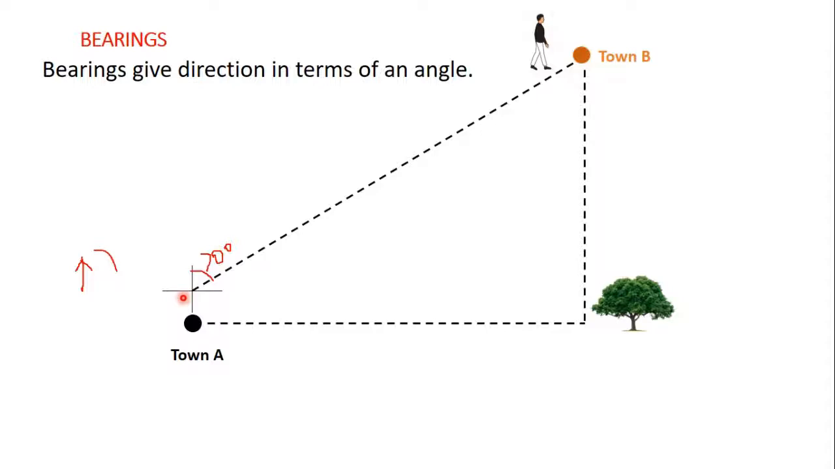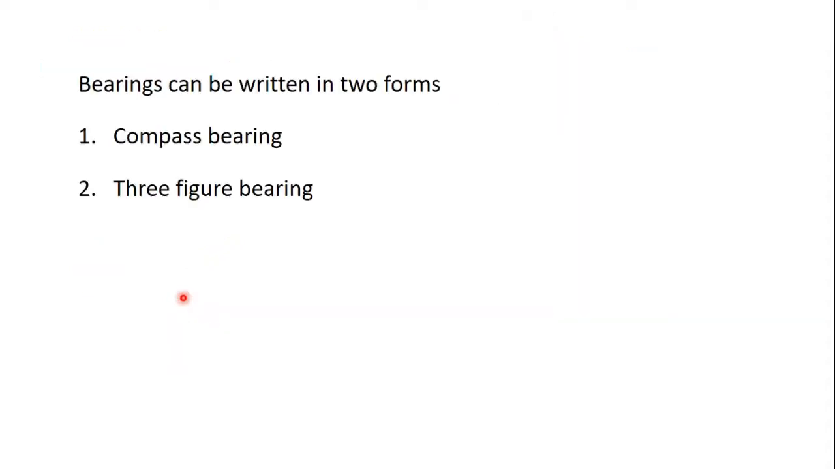So in this particular video, what we have been able to see is that bearings give direction in terms of angles. So whenever you use an angle to give direction to a certain point, we call that angle the bearing. We have also seen that bearings can be written in two forms, that is the compass bearing and the three-figure bearing. In the subsequent videos, we are going to learn more about the compass bearing and the three-figure bearing and how to represent these bearings on a diagram.